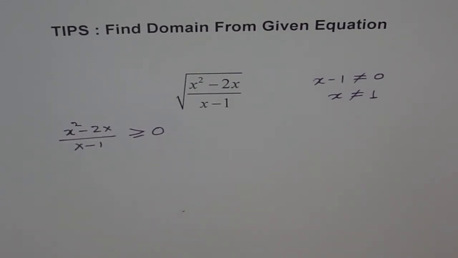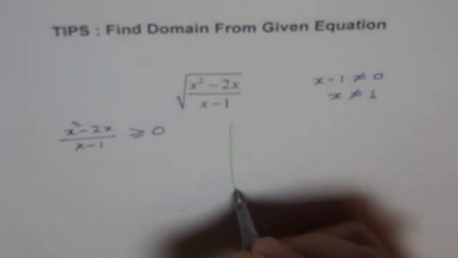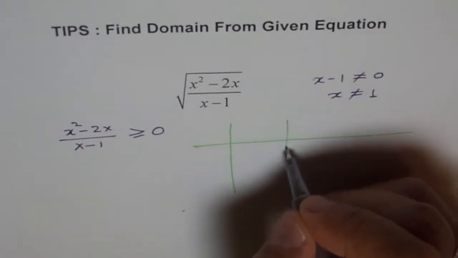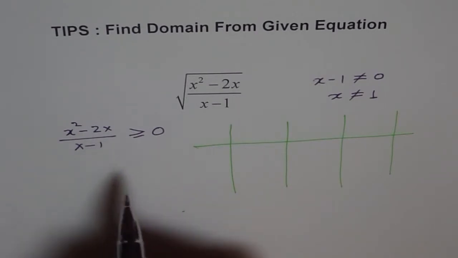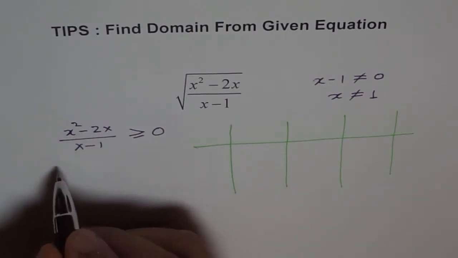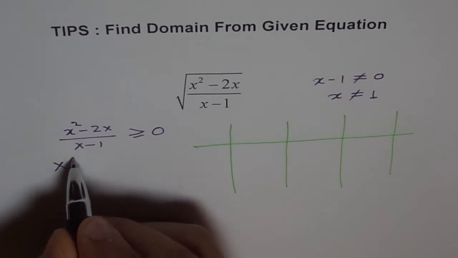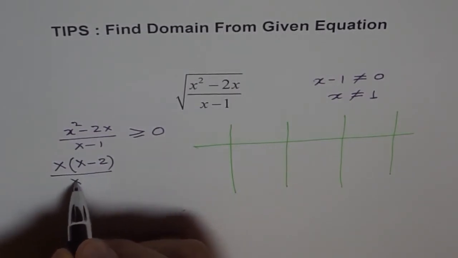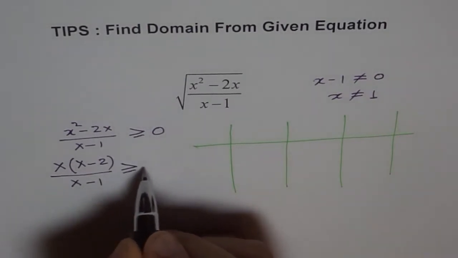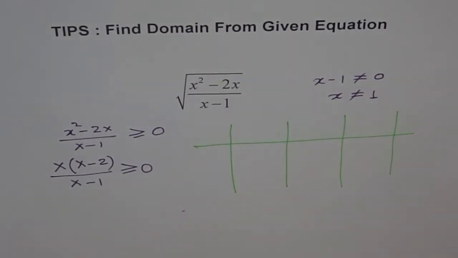So for that, we can follow a couple of methods, and I prefer to make a table, and this is kind of my table. I'm just making a few columns here, and the whole idea is to first factorize this part, right? So that we have factors to work with, and if I factorize it, then I get x times x minus 2 over x minus 1 greater than or equal to 0. So the whole thing should be positive, okay?